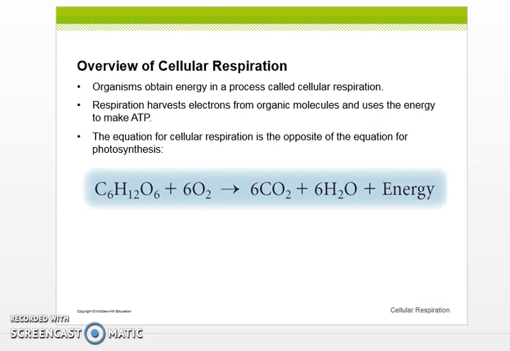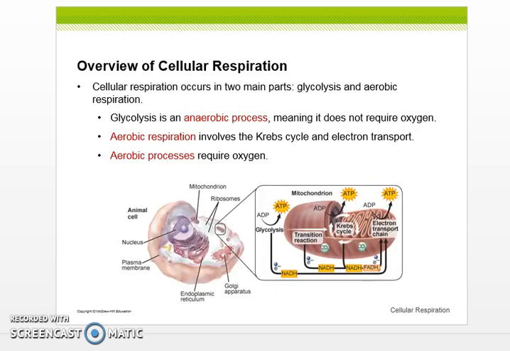So this looks familiar, right? Organisms obtain energy in a process called cellular respiration. Respiration harvests electrons from organic molecules and uses the energy to make ATP. The equation for cellular respiration is the opposite of the equation for photosynthesis, as you saw from the Amoeba Sisters in the last video. Cellular respiration occurs in two main parts, glycolysis and aerobic respiration.